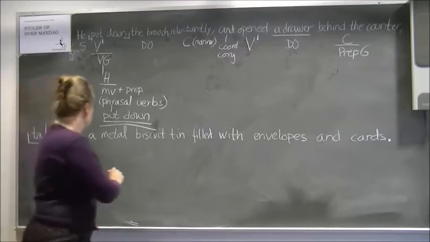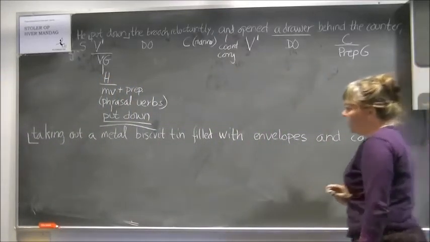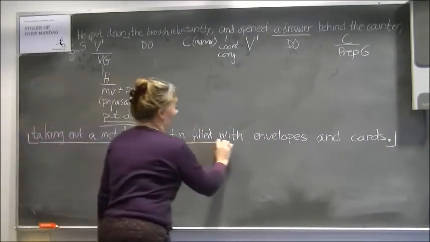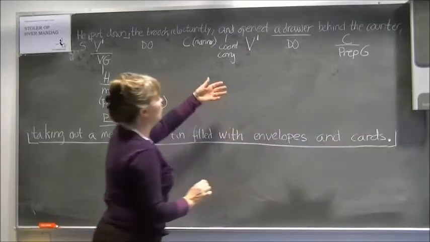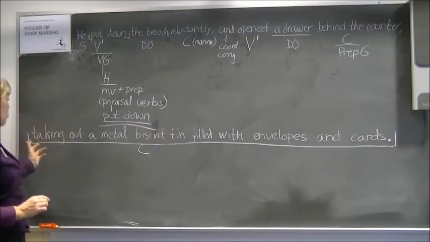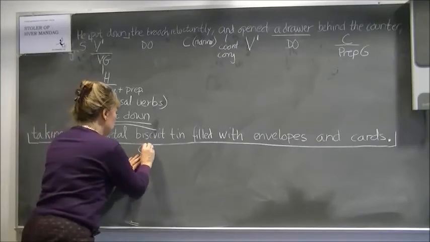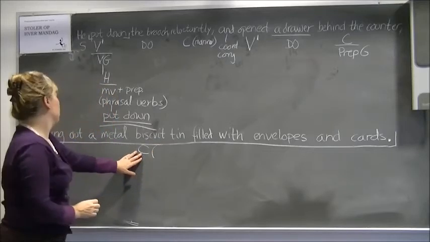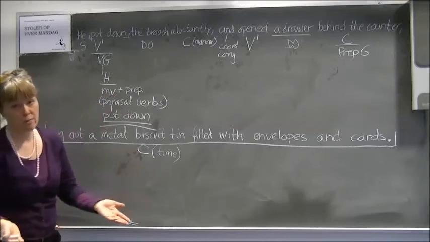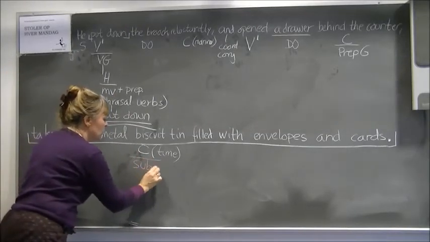All of this, taking out a metal biscuit tin filled with envelopes and cards, all of this tells us about the circumstances during which he opened the drawer, etc. And while he was doing that, he took out a metal biscuit tin. That's really the meaning of all this. So it's some kind of circumstantial. It could be time, or it could simply be the circumstances during which it happened. And this is actually a subordinate clause.